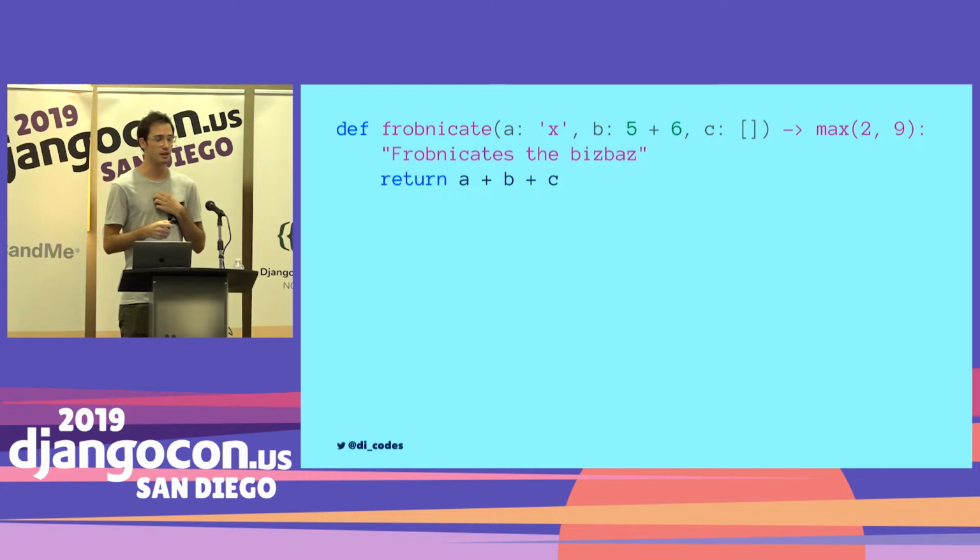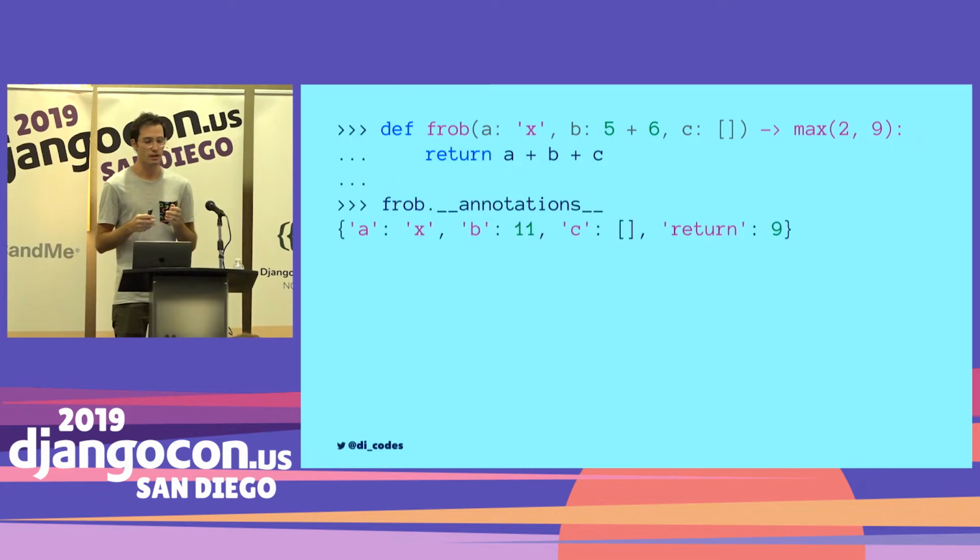What it does instead is it gives you this __annotations__ attribute. And what it would do is evaluate the value of all those annotations. It would execute the annotations. And so here it would say, okay, A has this annotation of a string of X. B, I've added 5 and 6, so now it's 11. C, and then the return annotation.